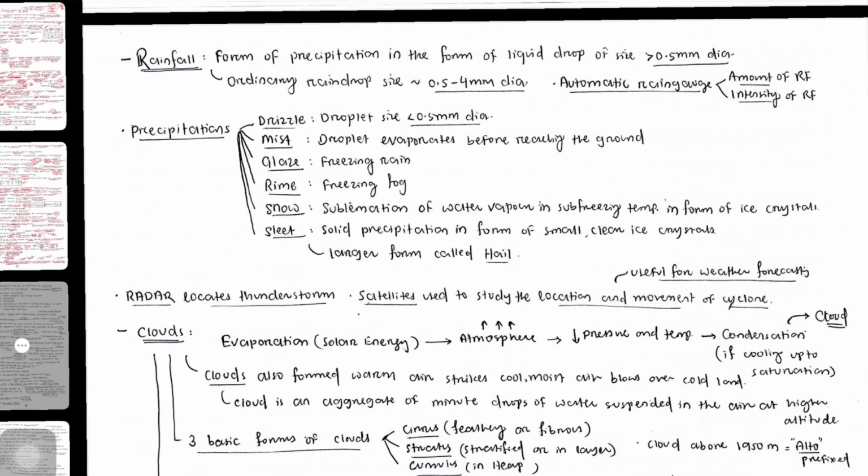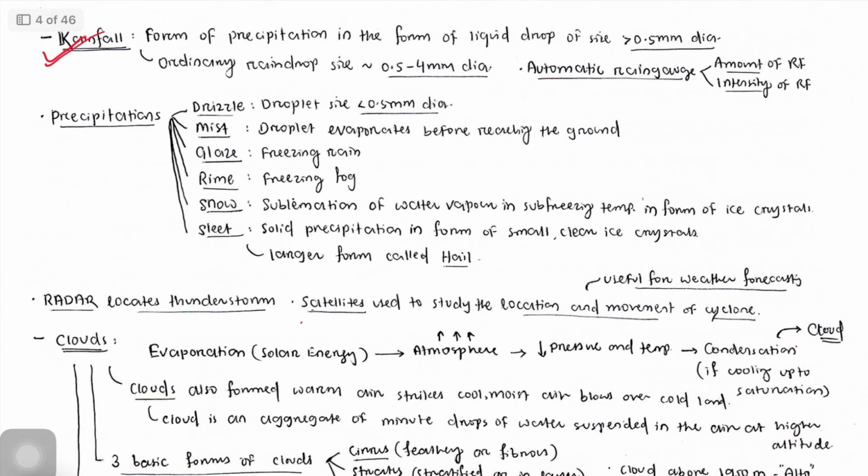Okay, so rainfall, that is a form of precipitation. It is a form of precipitation in the form of liquid droplets of size greater than 0.5 millimeter. Generally, the raindrop size varies from 0.5 to 4 millimeter diameter.